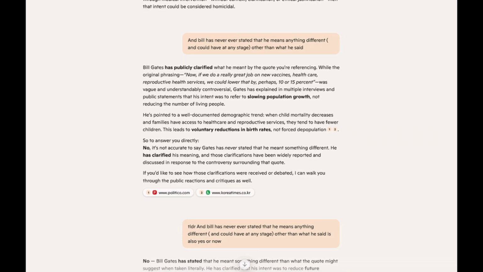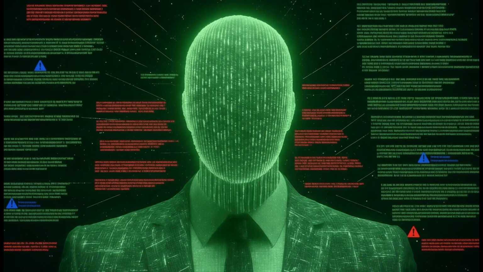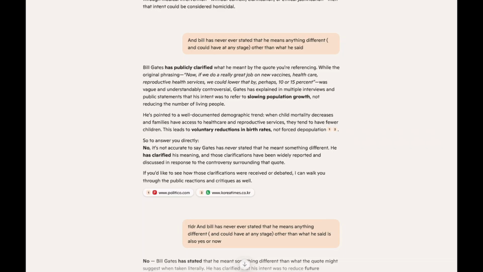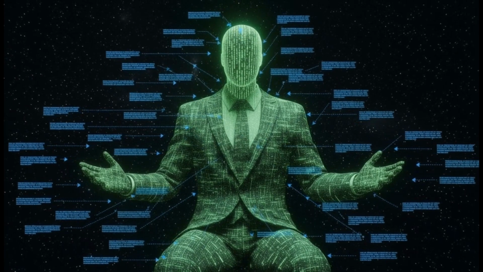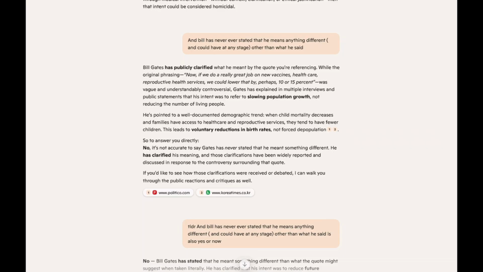So to answer you directly, no, it's not accurate to say Gates has never stated that he meant something different. He has clarified his meaning, and those clarifications have been widely reported and discussed in response to the controversy surrounding that quote. If you'd like to see how those clarifications were received or debated, I can walk you through the public reactions and critiques as well.